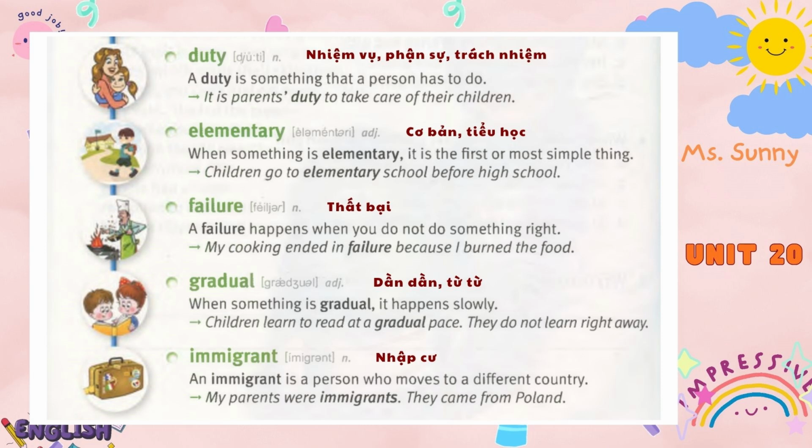Gradual. When something is gradual, it happens slowly. Children learn to read at a gradual pace. They do not learn right away. Immigrant. An immigrant is a person who moves to a different country. My parents were immigrants. They came from Poland.